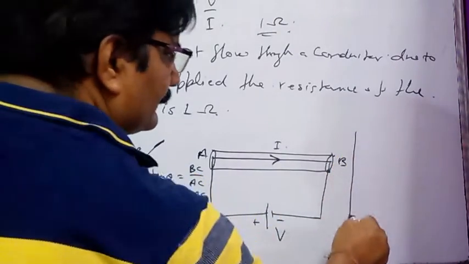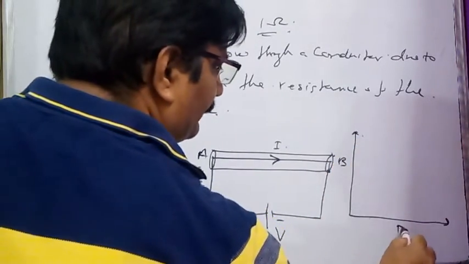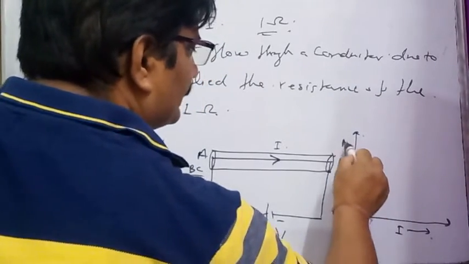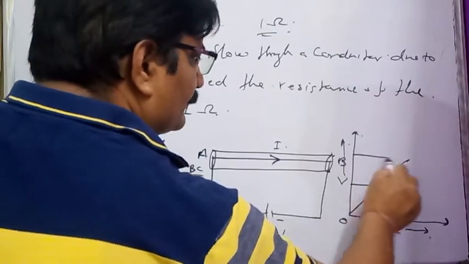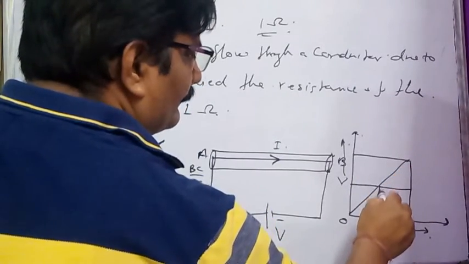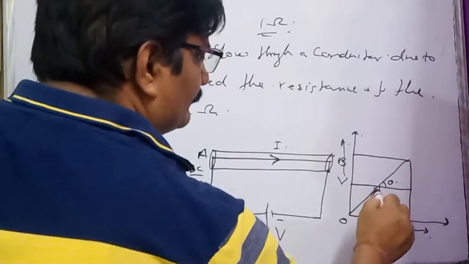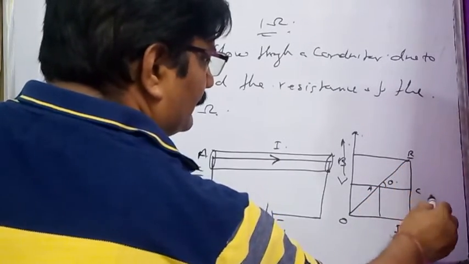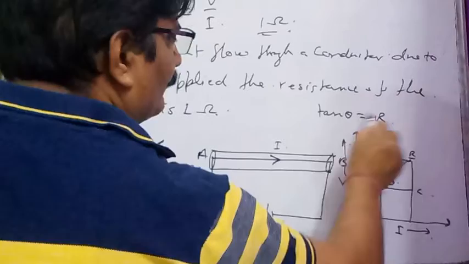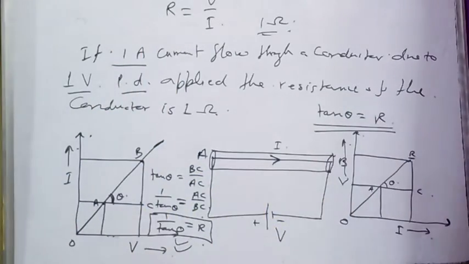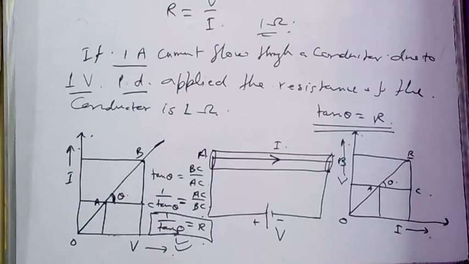Suppose this graph is given like this, with I here and V there. Sometimes this type of graph may be given. In that condition, if we find the slope, this is theta, A, B, C. In that condition, the value of tan theta, that is the slope of the graph, is equal to the resistance of the conductor whose graph is given in the figure. In both ways, we can calculate the value of the resistance of a given conductor from its VI graph.